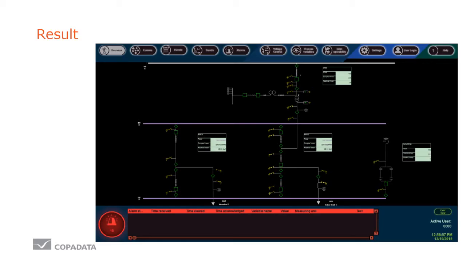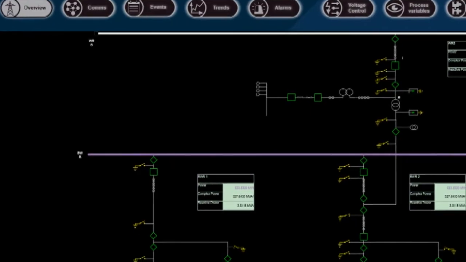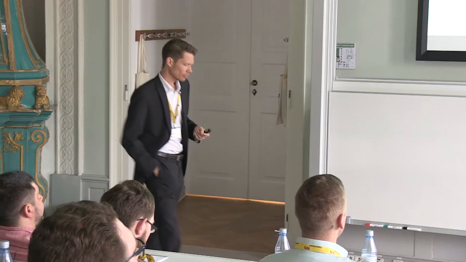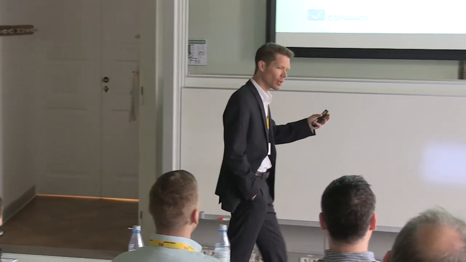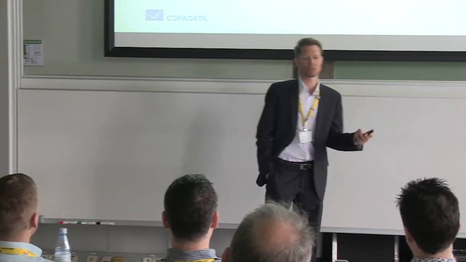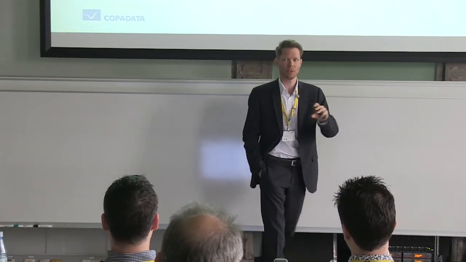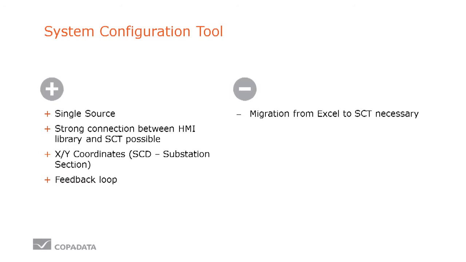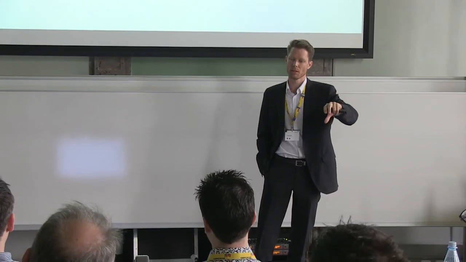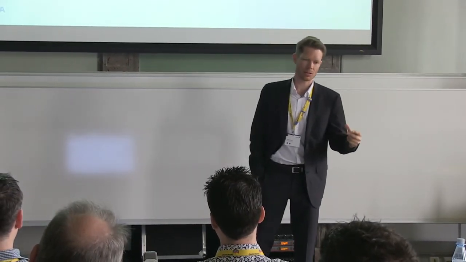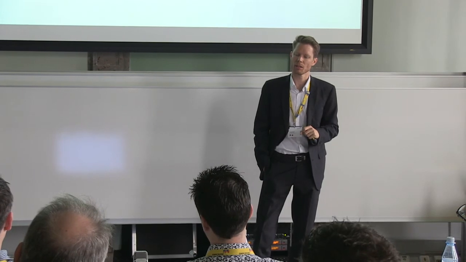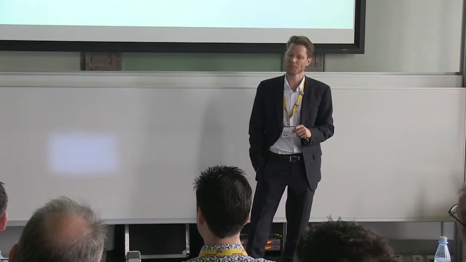And this is how the result could look with diameters in this case. So, very independently, what are the pros and the cons of using a system configuration tool for automated HMI creation? The plus is, of course, you have a single source. You do everything in one place. However, this requires some work also for the utility. The utility has to put a lot of effort at one time into that work.